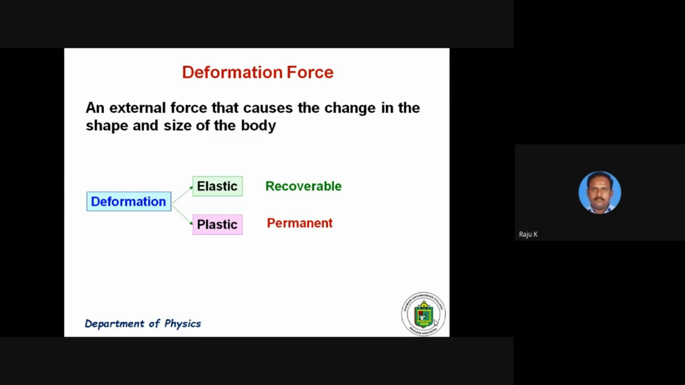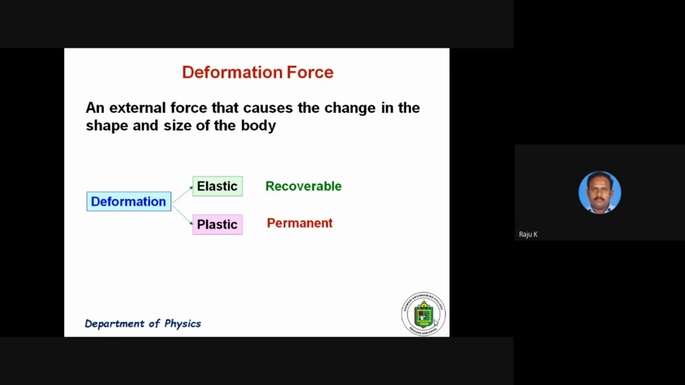Such types of forces are called restoring forces. If the deforming force is removed from the object, the restoring force will act on the object so that it can regain its original length, shape or size. This property of recovering the original length, shape or size of the object after the removal of the applied deforming force is called an elastic property.